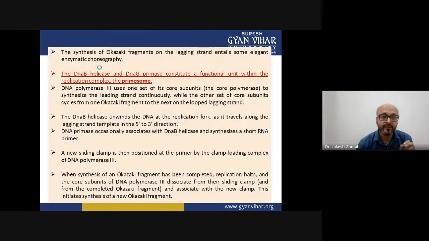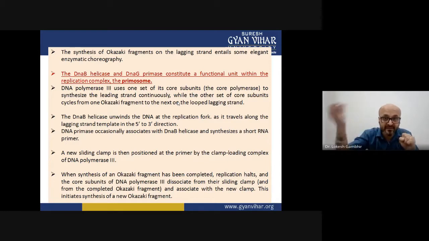The other copy is responsible for synthesis of the lagging strand in a looping manner. And how it forms a loop, that's what we have discussed here. So when synthesis of an Okazaki fragment is duly completed, the replication fork stops for a while. The loop which is synthesized already is removed from the clamp.